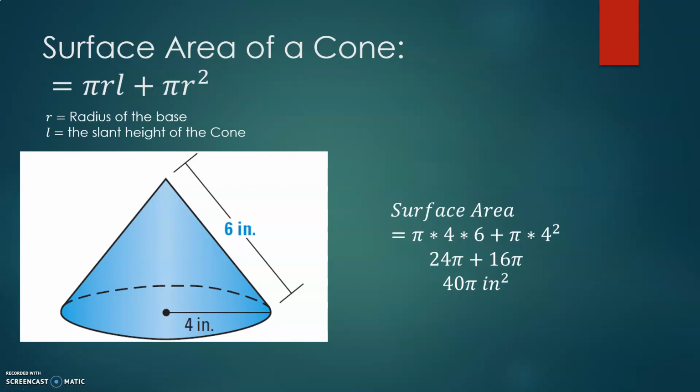Now, on the homework that you're going to be given, you're going to be asked to round to the nearest tenth. So you're going to have to do 40 times 3.14 in your calculator and round that to the nearest tenth, which is approximately 125.6 square inches. Now again, just like last time, if you use a pi button on your calculator, so yours is just slightly different, don't worry, your teacher will make sure that you get credit for that.